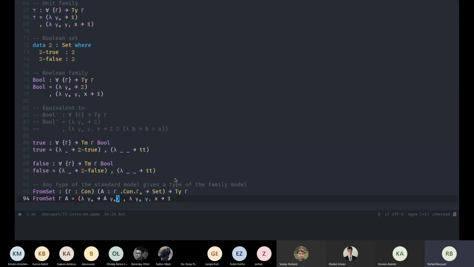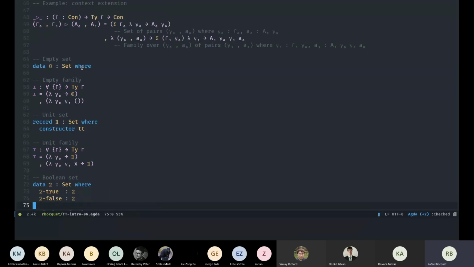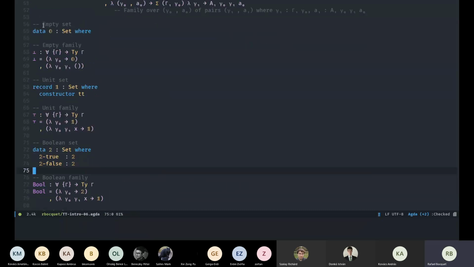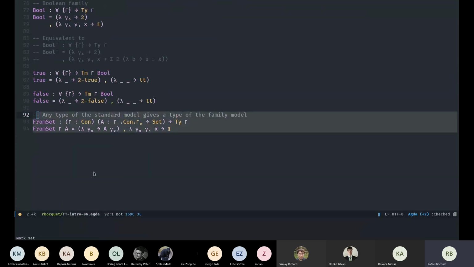Yeah, so I was saying that if you have any type of a standard model, so here this A, we get a type of a family model where the family part is trivial, so it does not contain any information. Okay, and the types that you have seen here, so the empty type, the unit type, and booleans, they are all of this form.